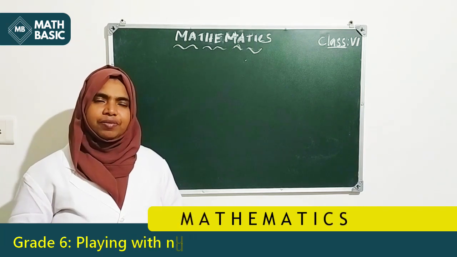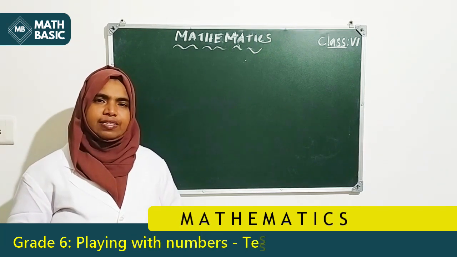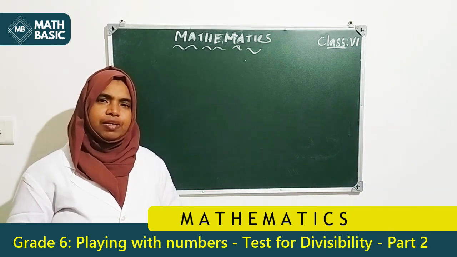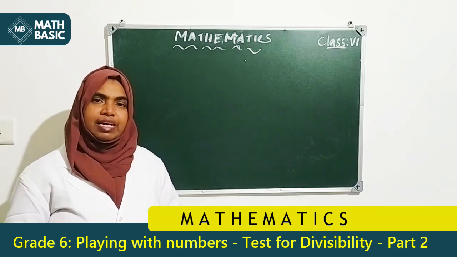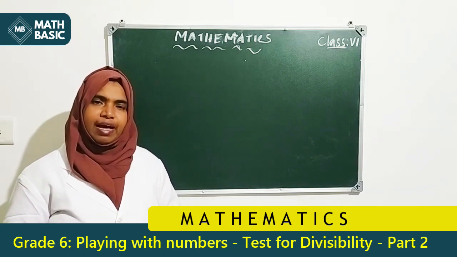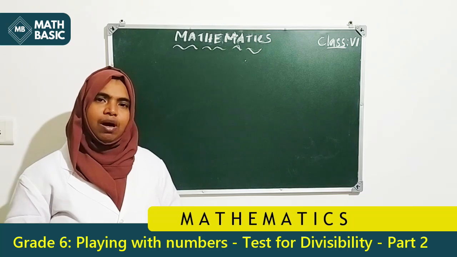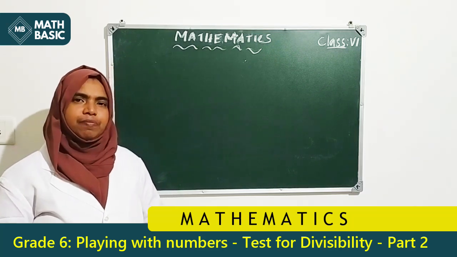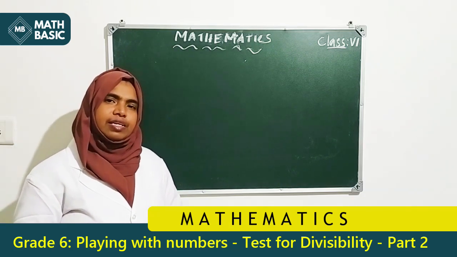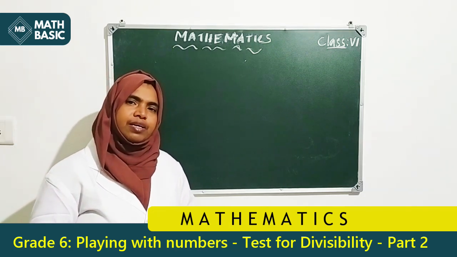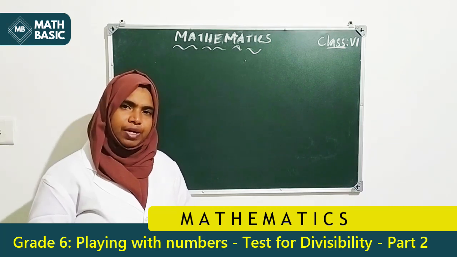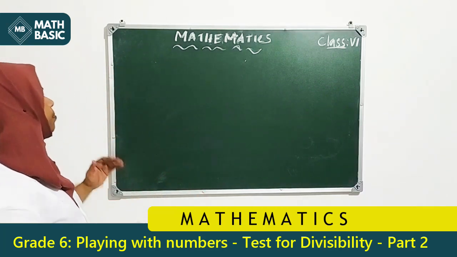Hi everyone. Now we will discuss some more examples from divisibility of numbers. We have seen that divisibility by 10, divisibility by 5 and divisibility by 2 are very easy. Only by seeing the ones place number we can understand that the number is divisible by 10, 5 or 2.